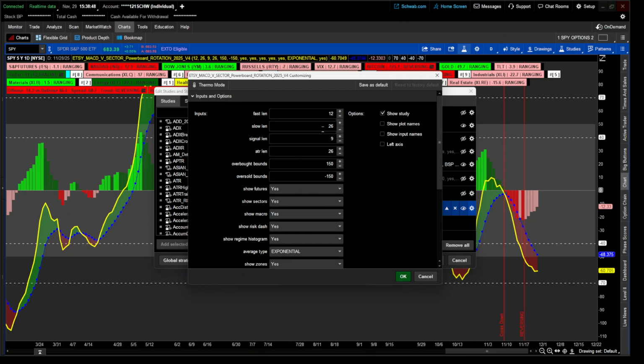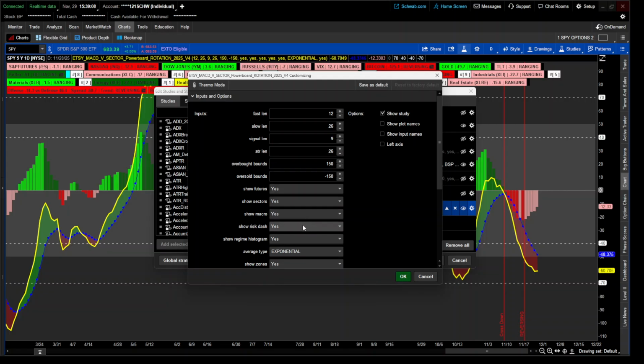You can see where you have the slow link, the ATR, this stands for length. You have overbought and oversold levels. You can show the futures. You can shut those off. These labels are overcrowding, so you can always just shut them off. You can shut the futures off, shut the sectors off, shut the micros off as well.